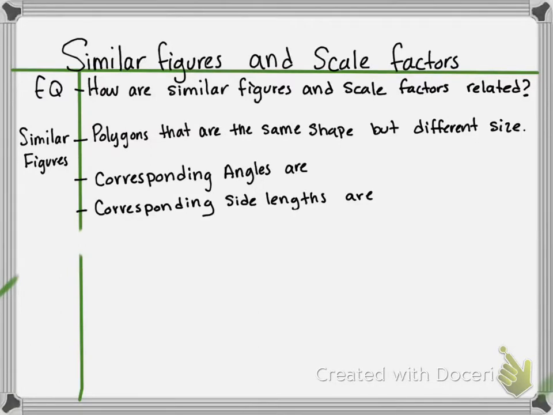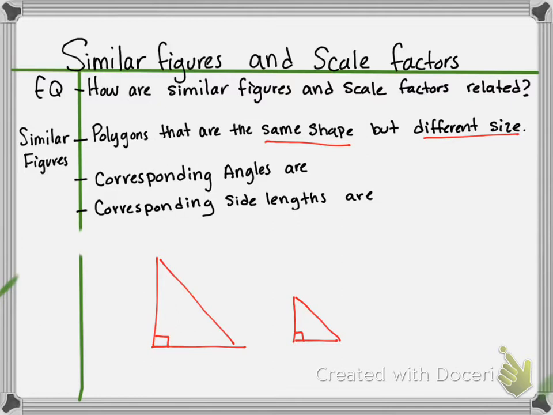Today we're going to talk about similar figures and scale factors, and our central question is, how are similar figures and scale factors related? Similar figures are polygons that are the same shape, but they are different size. So we have a triangle like this, and then we have a smaller triangle, and they look the same, right? They're the same shape, but they're different size.